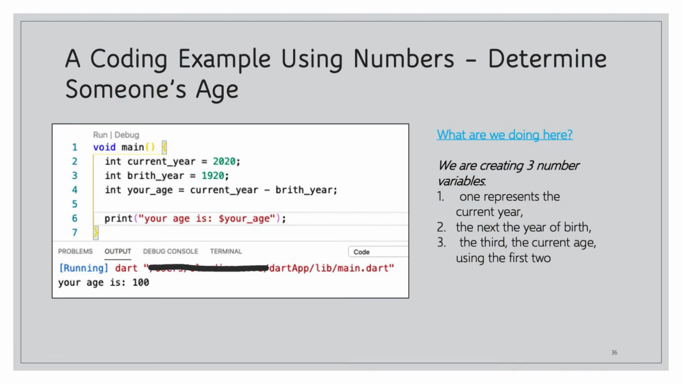Now let's explore a coding example using these numbers to really drive this home. So we're going to determine someone's age. We have in the body of our main function 3 variables, 3 integers in fact, current year, birth year, and your age. So the first 2 have the current year, which is 2020, and then the birth year of somebody born in 1920. Then your age just makes use of that, subtracting the birth year from the current year.